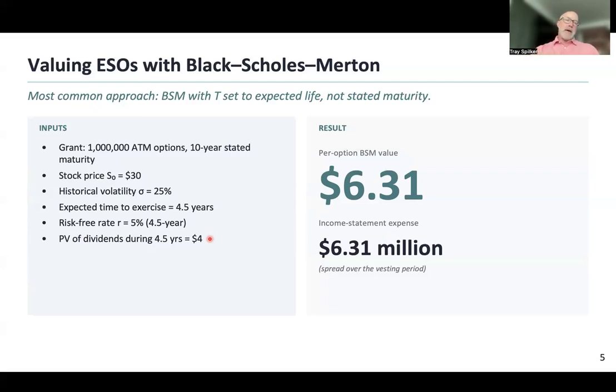And so when we calculate the value of this, as I mentioned, the per option Black-Scholes-Merton value is $6.31. And because we granted it on a million underlying shares, the expense on the income statement is going to be $6.31 million. This expense is spread over the entire vesting period. So if it's a 4 year vesting period, for example, that would be divided by four, and that would be the expense on the income statement each year.